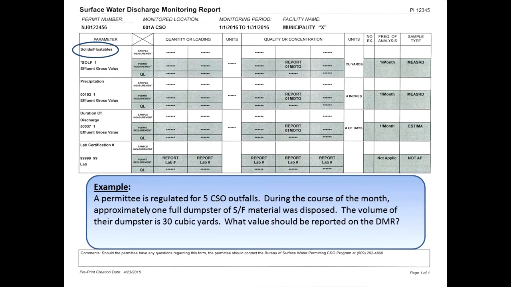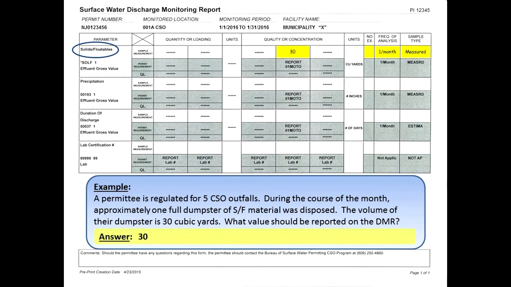Now, let's run through an example and begin completing a DMR form. In this example, a permittee is regulated for 5 CSO outfalls. During the course of the month, approximately 1 full dumpster of solids floatables material was disposed of. The volume of the dumpster is 30 cubic yards. What value should be reported on the DMR?